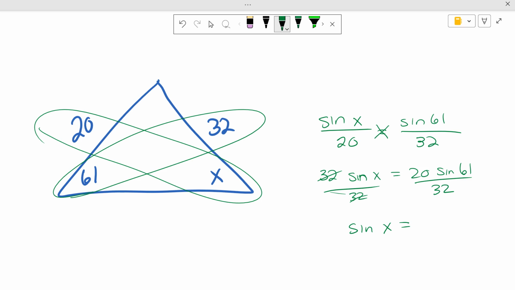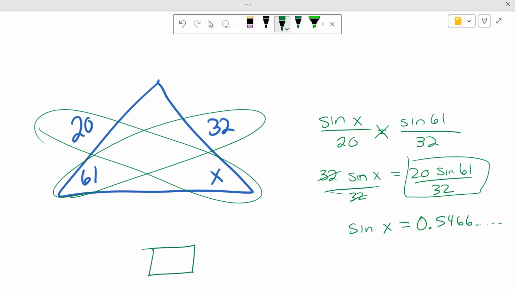All right. So on your calculator, take this side, 20 times the sine of 61, press equals, and then divide by 32, press equals, and you're going to get a number, 0 point something. Leave that number in your calculator. When you're looking for the angle, leave that number in your calculator.